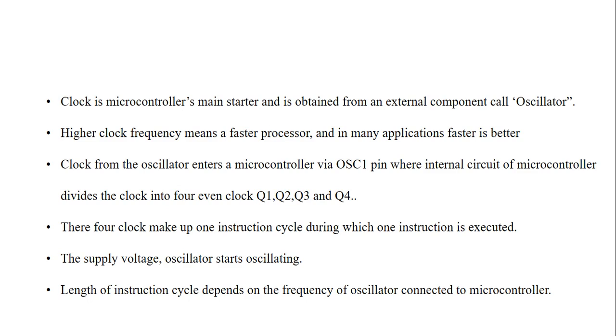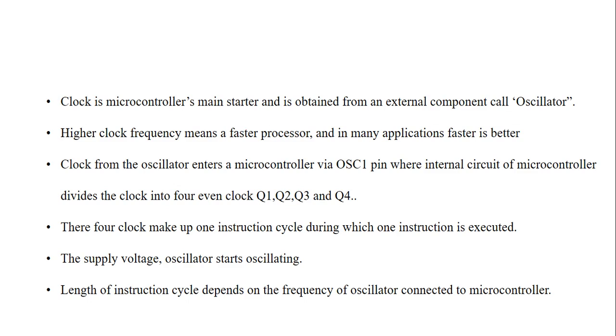Therefore four clocks make up one instruction cycle, during which one instruction is executed. These four cycles Q1, Q2, Q3, Q4 form one instruction cycle. In this one instruction cycle, fetch, decode, process and store, these four processes happen. Once again, during one cycle they fetch the instruction, decode that instruction, then process that instruction, and the last one is storing the value after processing.